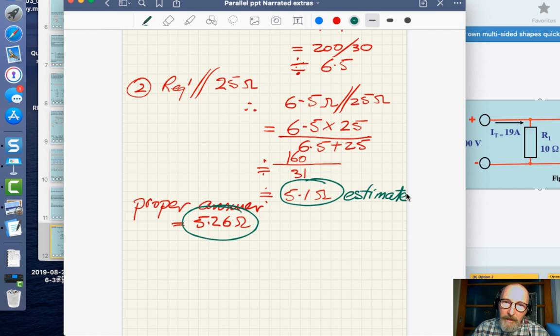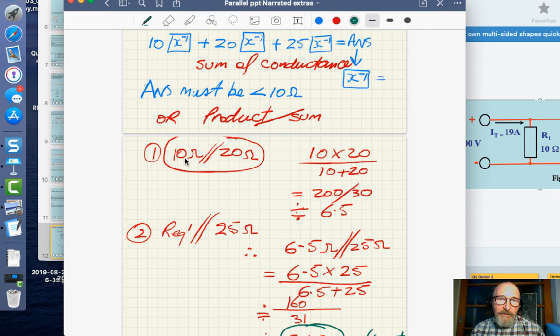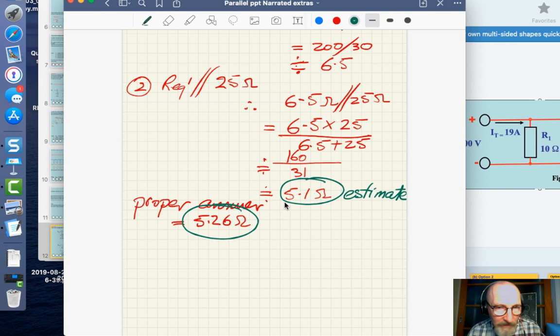And I can't do an estimate if I only know this way of doing it. If I know the sum of the reciprocals, I can say, oh, it's going to be less than 10, but I could probably only take a stab in the dark and say it's about 6 ohms. But by using product over sum and doing two chunks, 10 in parallel with 20, and then the answer from that in parallel with the final 25, I come up with 5.1 as an estimate without even using the calculator.